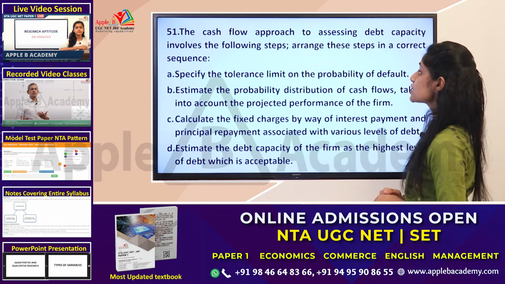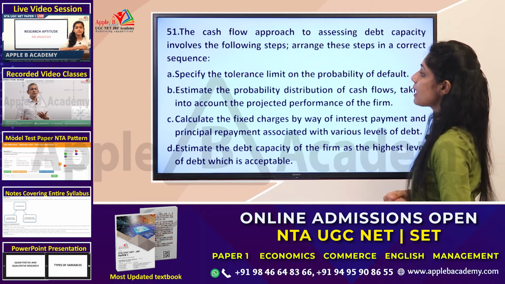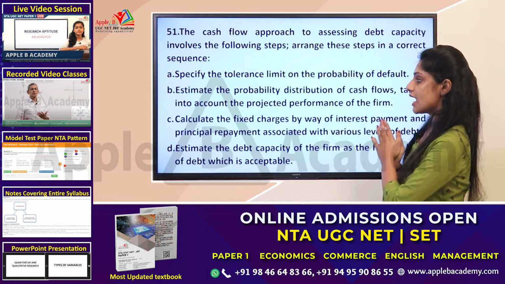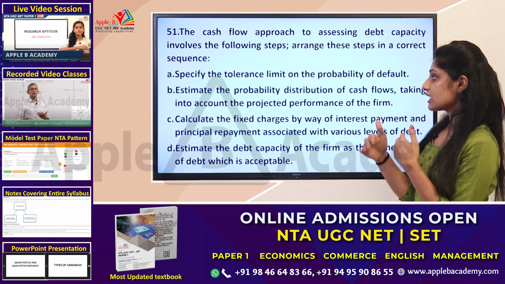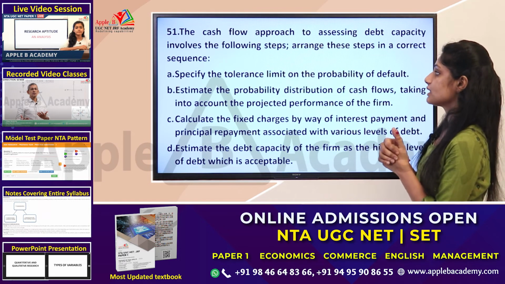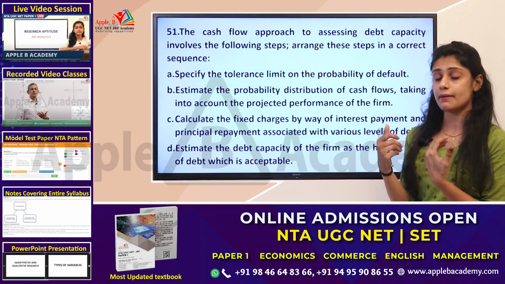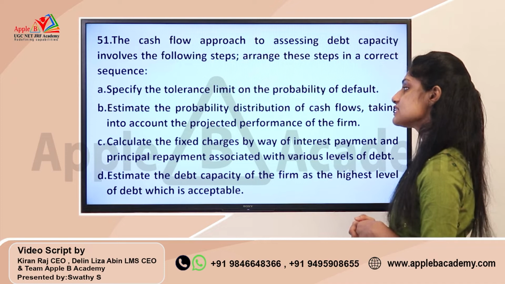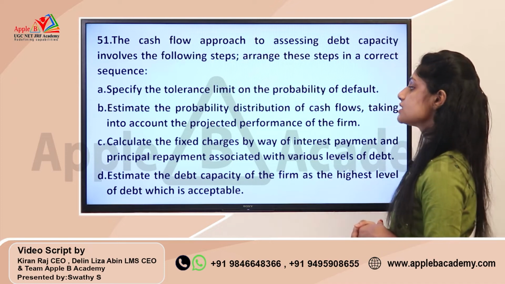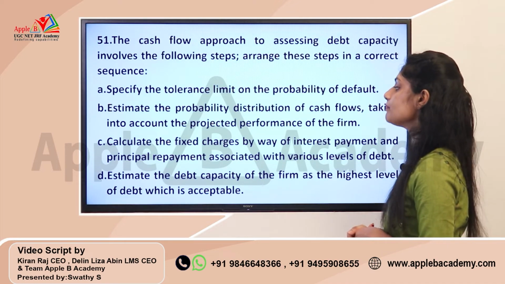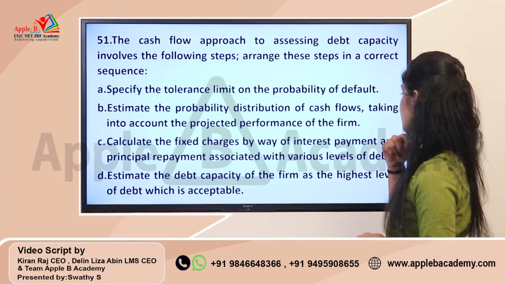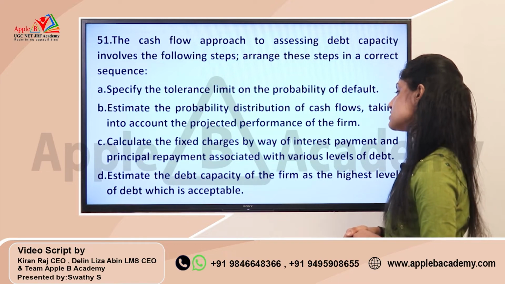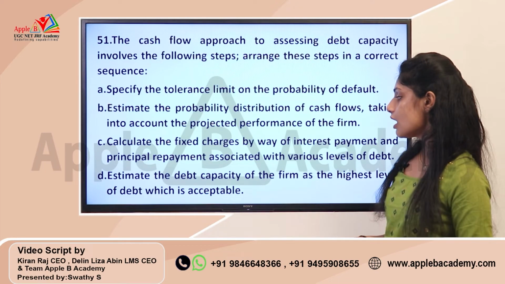Next question, the cash flow approach to assessing debt capacity involves the following steps, and arrange these steps in correct sequence. Again, there is a question where you need to arrange them in order. A logical sequence should be there, which is actually connected with this debt capacity. So, specifying the tolerance limit on the probability of default, estimate the probability distribution of cash flow taking into account the projected performance of the firm, calculate the fixed charges by way of interest payments and principal repayments associated with various levels of debt, estimate the debt capacity of the firm as the highest level of debt which is acceptable.